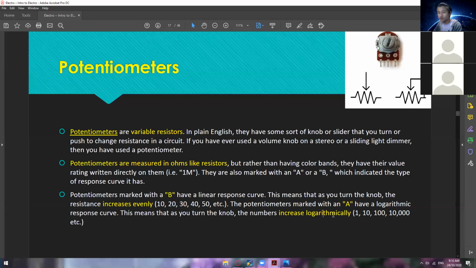So what do we mean by that? The first one is 10 raised to 0. The second one is 10 raised to 1. The third one is 10 raised to 2. The fourth one is 10 raised to 3. And so on and so forth. So as you can see, we have a value from 1 to 10 to 100 to 1,000. So if you see a marking of B, that increases evenly, an even value, let's say by 10. But for letter A, it increases logarithmically: 1, 10, 100, 1,000, and so on and so forth.